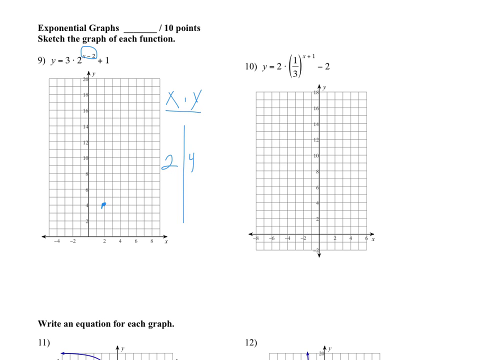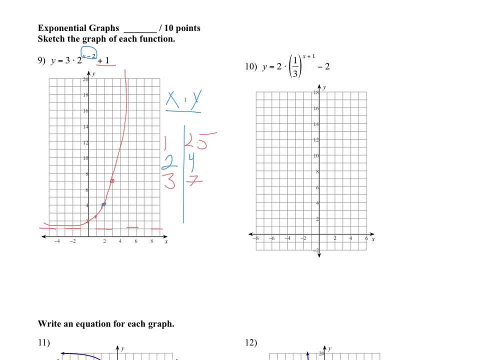I'm going to go for a couple of points on either side of this. I'm also going to identify my asymptote. That's a positive 1. But let's go up 1 and down 1 just to see what we get. So we get 3 times 2 to the negative 1 is 3 halves, plus 1 is 2.5. So 1 comma 2.5 would be a point. And then we got 3 times 2 is 6, plus 1 is 7. So we're going to end up at 3, 7. Drawing through there, we end up with something that looks like this. To get credit for this, I need to see 3 clearly identified points and your asymptote.